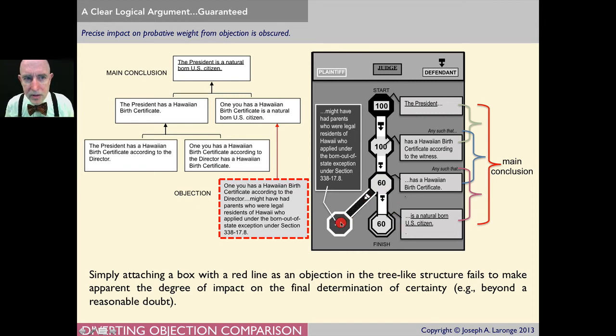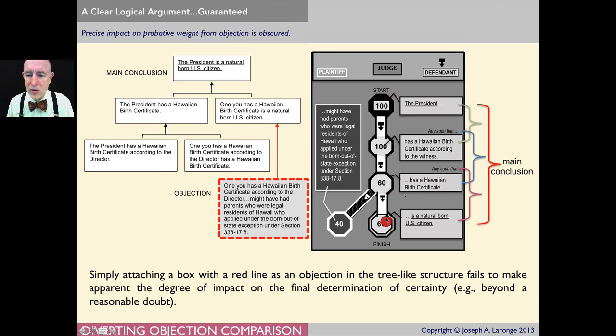But from the opposing party, they say, no, any such that has a Hawaiian birth certificate, which is here, can lead you to this, which is a predicate that might have had parents who were legal residents of Hawaii who applied under the born out-of-state exception under section 338-17.8. So from what is here, the subject of that premise, it can lead to different paths.